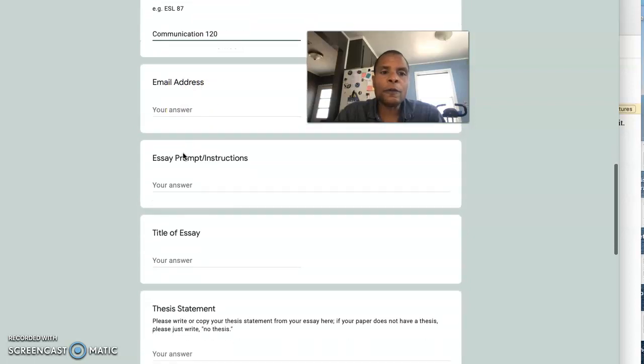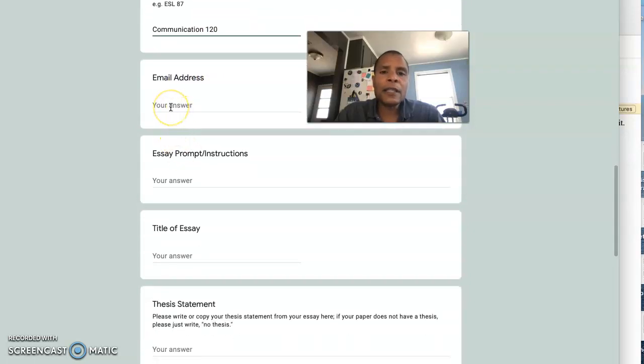The next question asks you for your email address. This is important. It does not need to be your DVC or Insight email address, but it does need to be an email address that you check, and this is where the tutor will send your comments at the end after they have looked at your work. So it's important that you really put an email address that you plan to check.